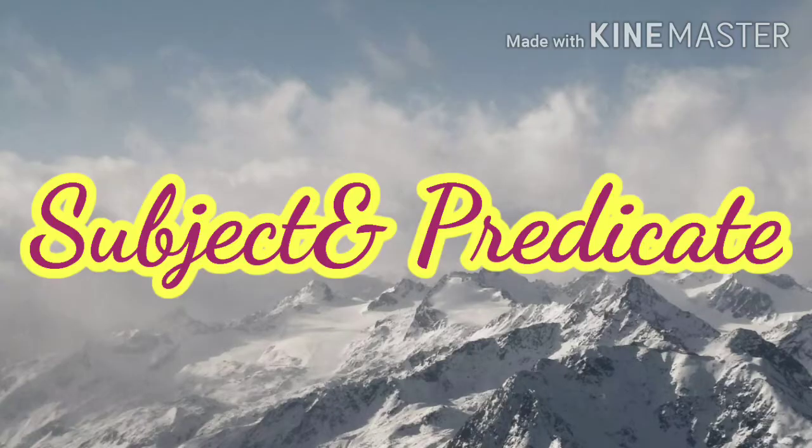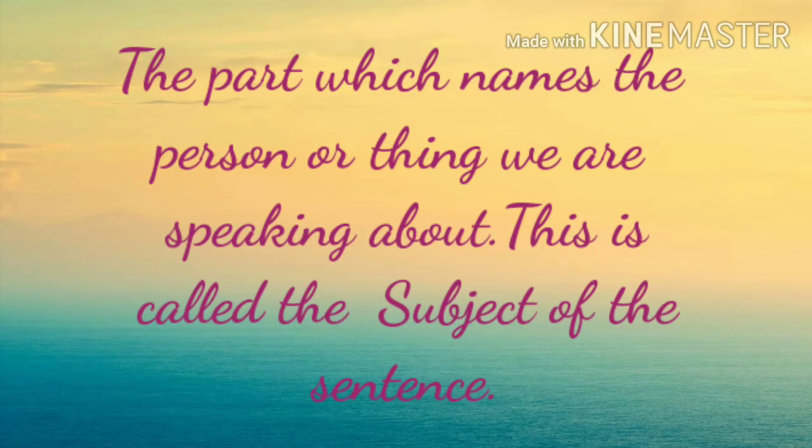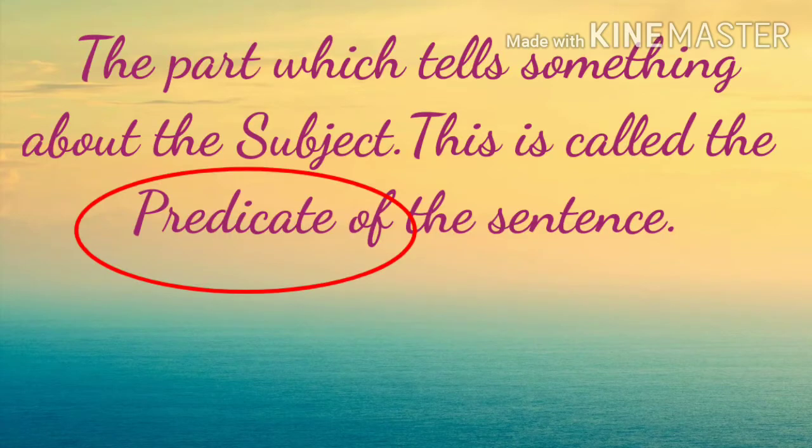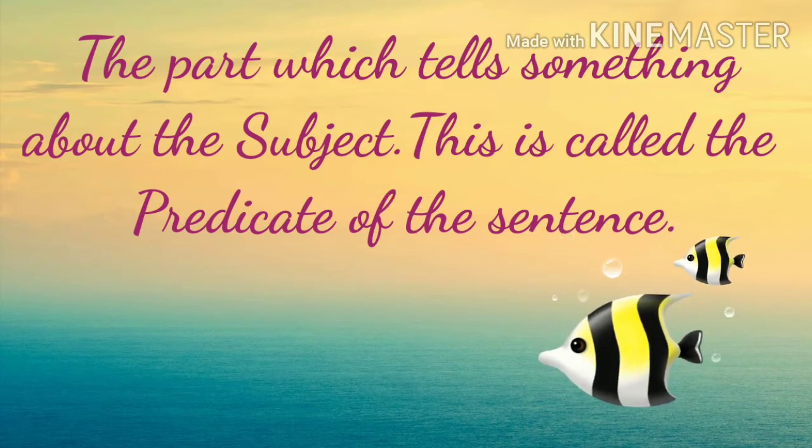Children, then what is a subject and predicate? Have you ever heard the name predicate? Yes, I know that one. In your lower classes, you already learned that one. Let's see this. The part which names the person or thing we are speaking about is called the subject of the sentence. And the part which tells something about the subject is called the predicate of the sentence.